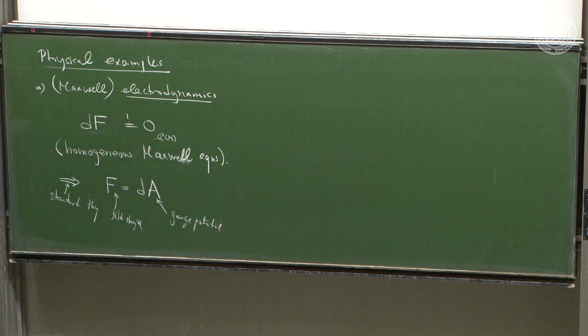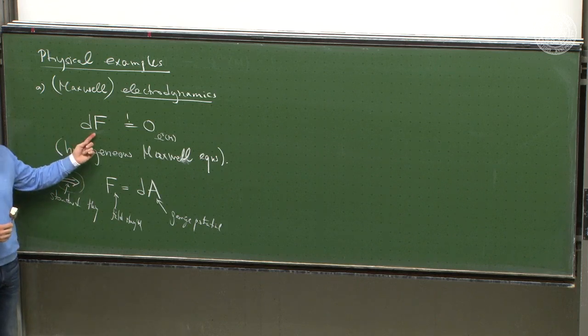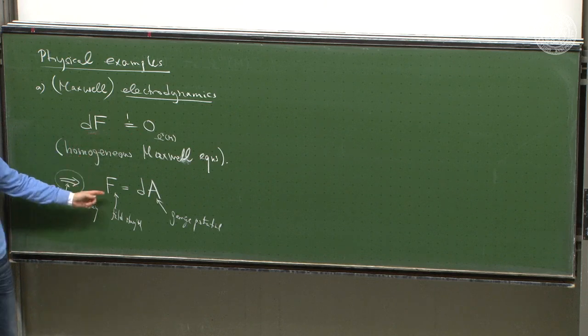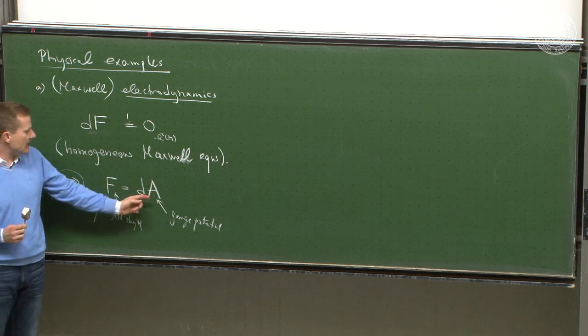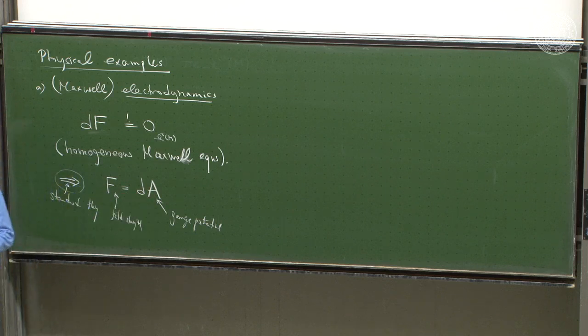Now, what I would like to draw your attention to is this implication arrow. Is it really true that from the vanishing of the exterior derivative of F, you can conclude that there is an A such that F is dA? And the answer is yes, that's certainly true, if the space-time on which you work as a smooth manifold is R4 as the smooth manifold.